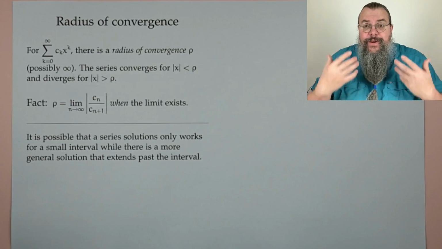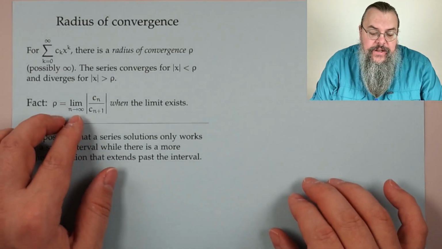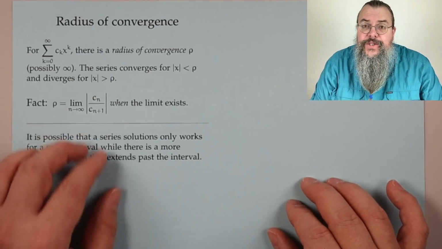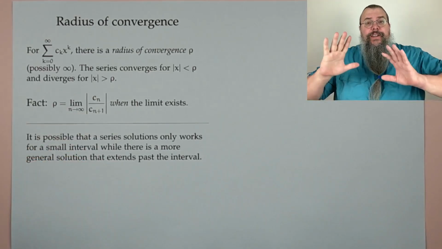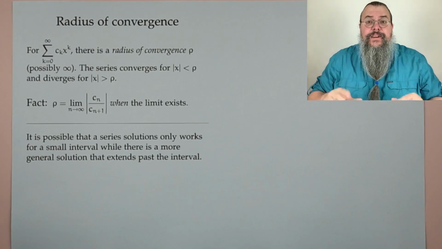Now, how does one find it? Well, you can find it by taking the limit of the ratio of the coefficients. This gets back to ideas from Calculus 2. Again, let's not get caught up on the details.